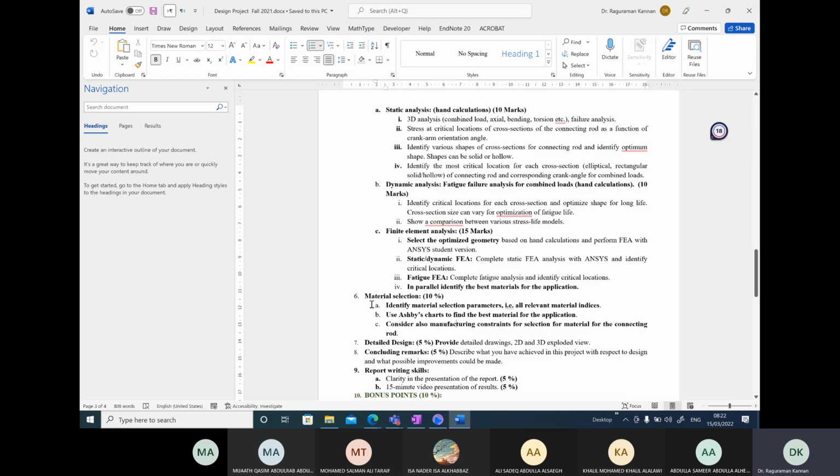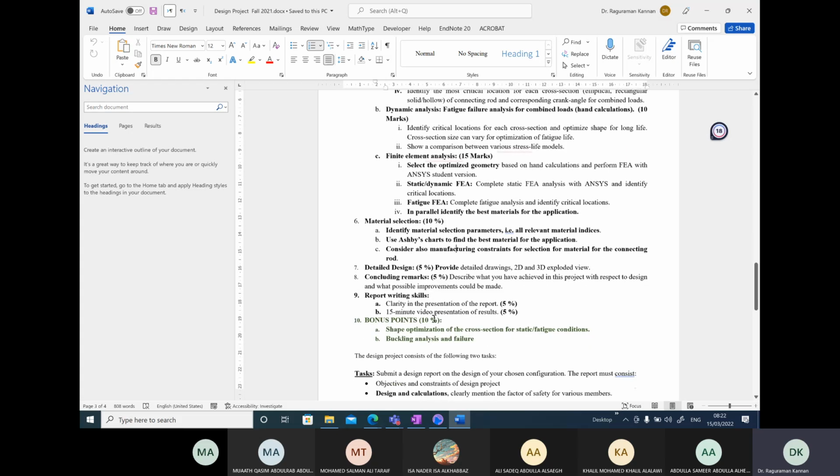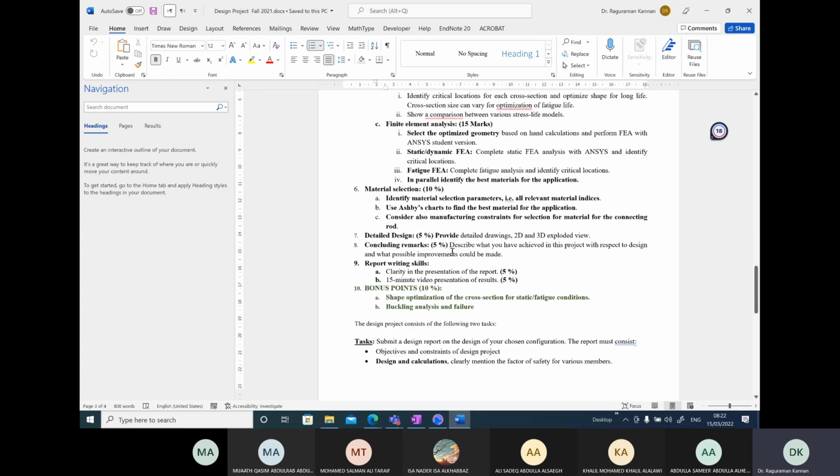And finally, also material selection, material index. You have to come up with some kind of material index for the connecting rod and choose based upon Ashby's charts provided in your book. You will try to come up with some materials for the connecting rod. And finally, the detailed design will have drawings and conclude it.